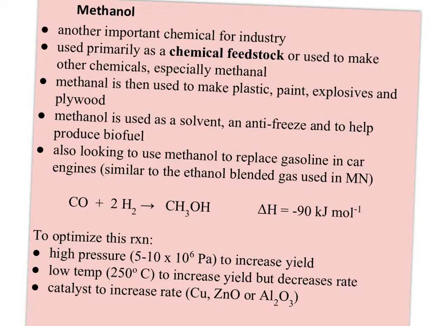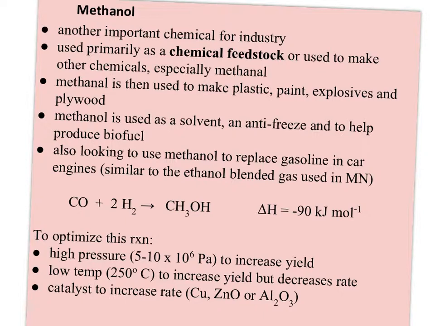So the basic reaction for producing methanol is carbon monoxide plus hydrogen gas will yield methanol, and it's also exothermic. So to optimize this reaction, again, you're starting with 3 moles of gas and just 1, so higher pressure would increase it. And in this case, they use 5 to 10 times 10 to the 6 pascals, so that's not nearly as high as they use with the Haber process, but it's still considered high pressure.